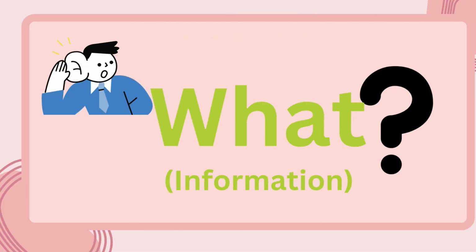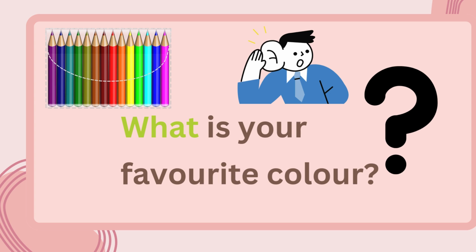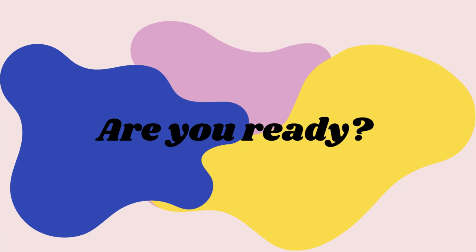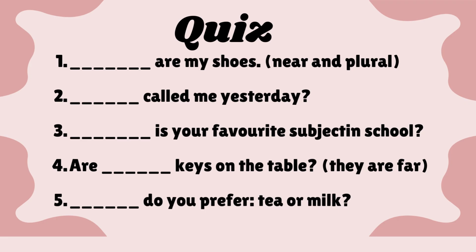Next is what. What is used to ask for information about things. Example, what is your favorite color? Now, it's your turn to practice. I will show you some sentences with blanks, and you will fill them in with the correct demonstrative or interrogative pronoun. Are you ready? Now, pause the video and try to answer these questions on your own. Then hit play to check your answers.